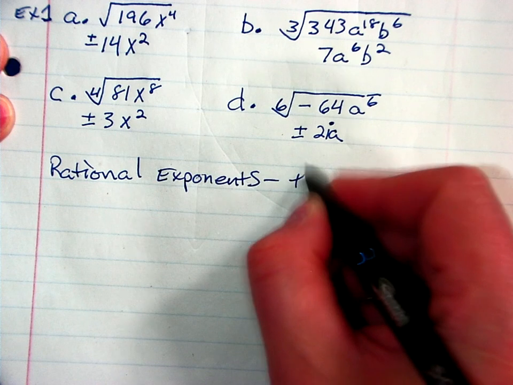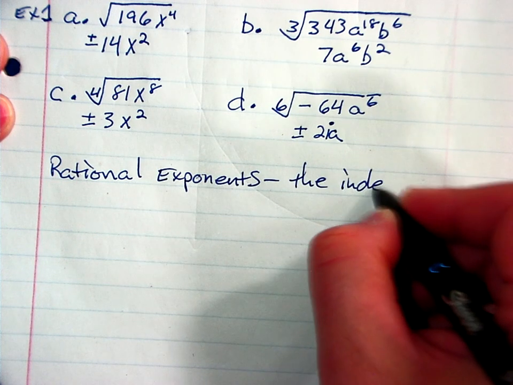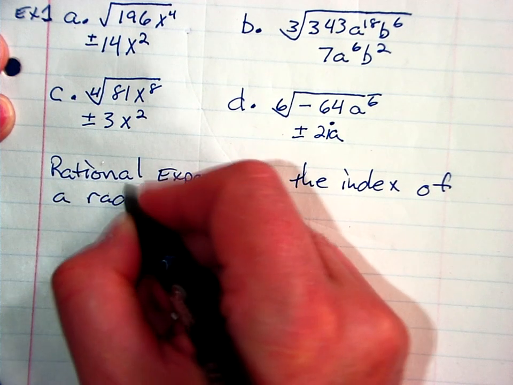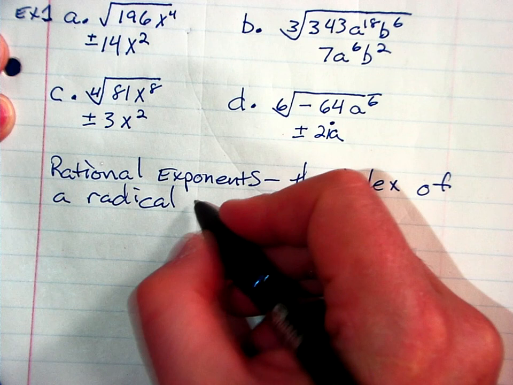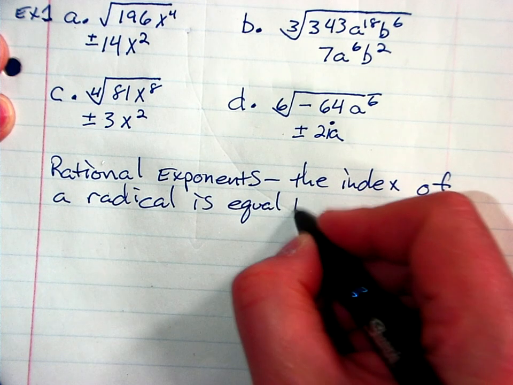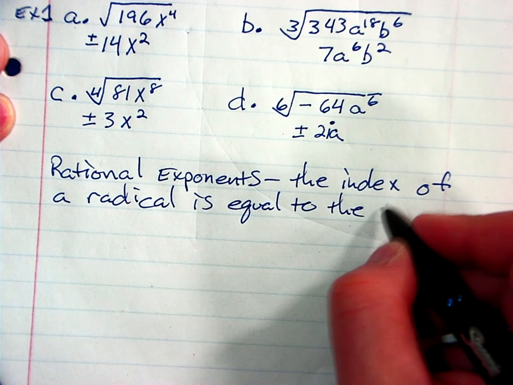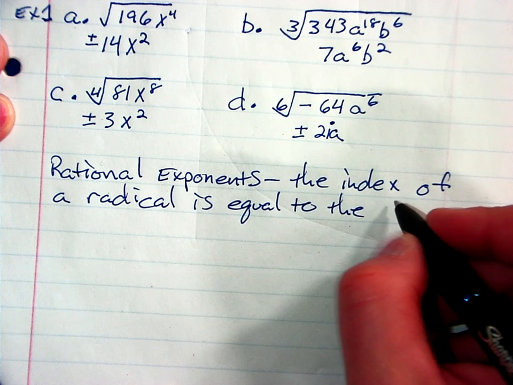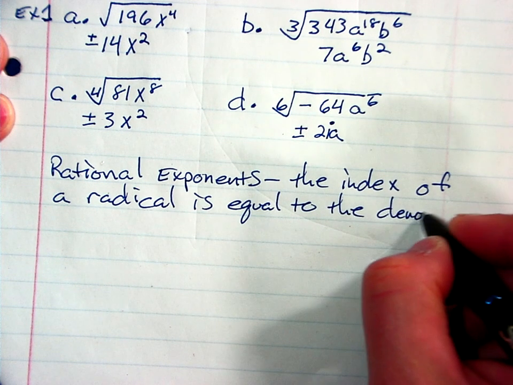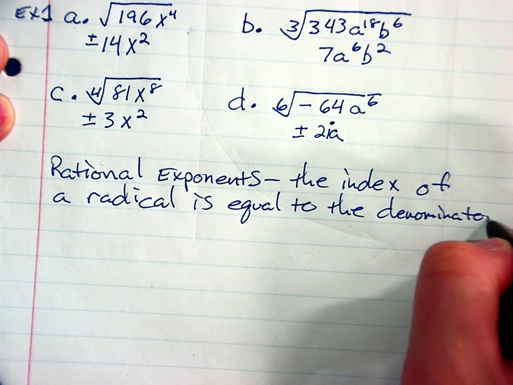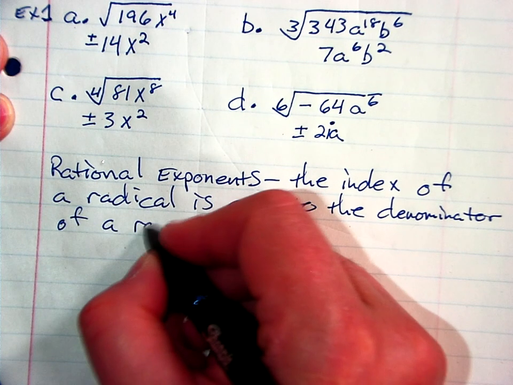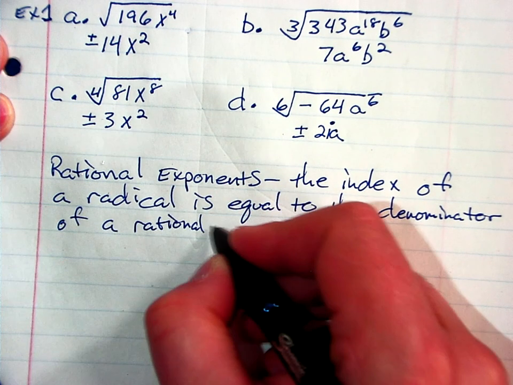Exponents. The index of a radical is equal to the denominator of a rational. Remember, rational means fraction.